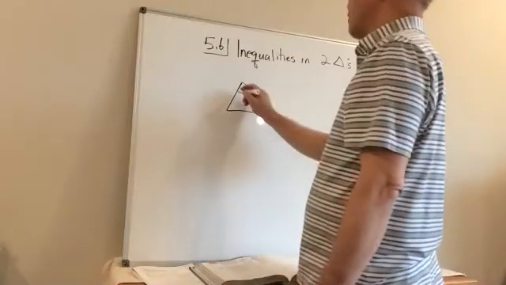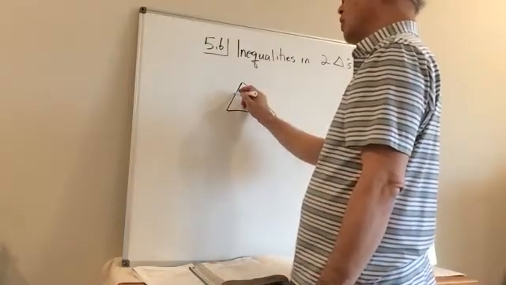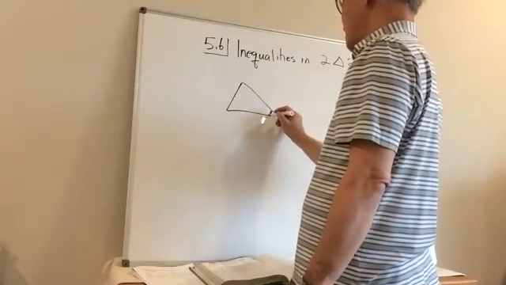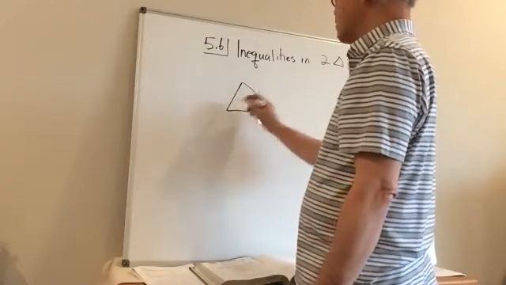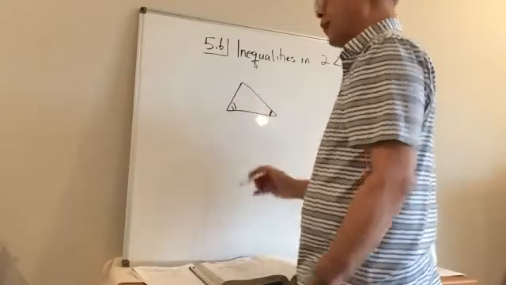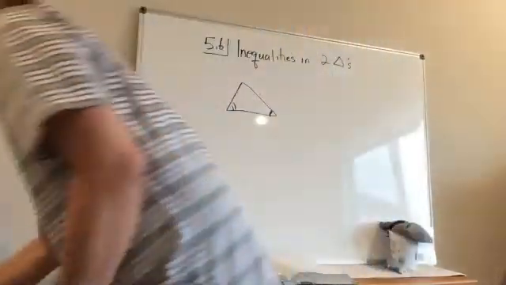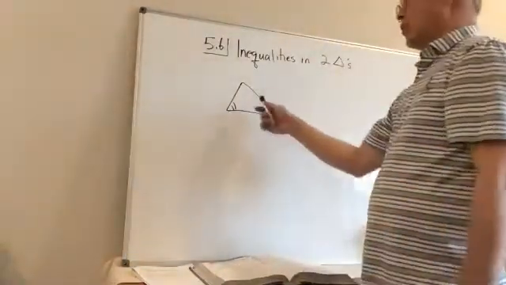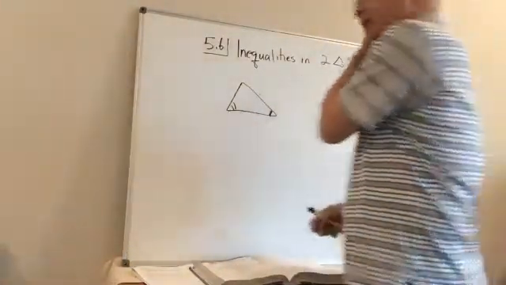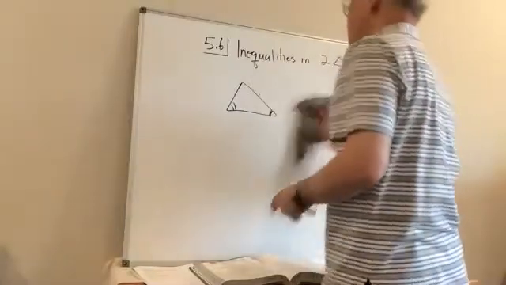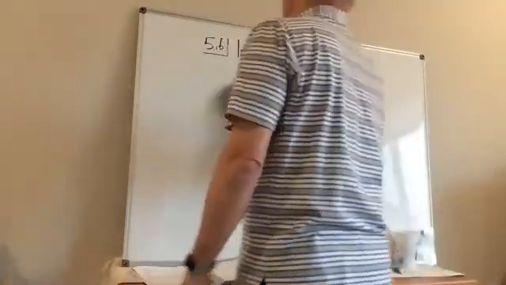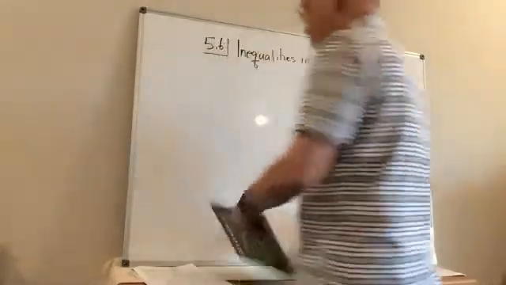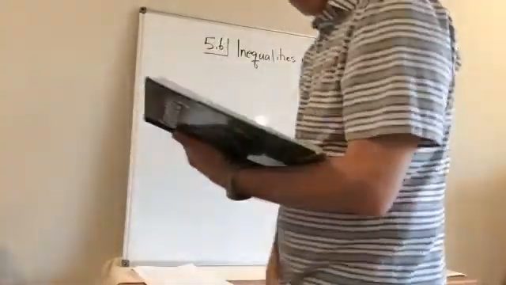If we have the shorter side, it is going to have the smaller angle. The longer side is going to have the larger angle compared to the two. That's what we talked about, so it's within one triangle. Now we're going to talk about two different triangles. What we're talking about is called the hinge theorem.